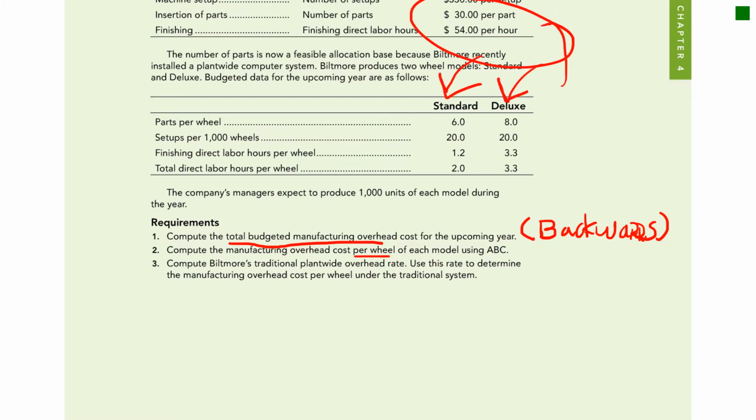And then the third part is they want you to get the traditional plant-wide overhead rate and then allocate overhead using just the 1 rate. So essentially we're going to be comparing ABC versus traditional costing, and on the next slide I'll show you how to get that. And again, we're basically pulling all of the data from up above.